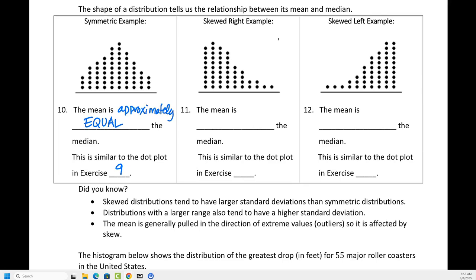Skewed right, okay, the mean is greater than the median. And this is similar to what we saw in exercise 1. And then for skewed left, it's less than. The mean is less than the median. And we saw that in exercise 8.